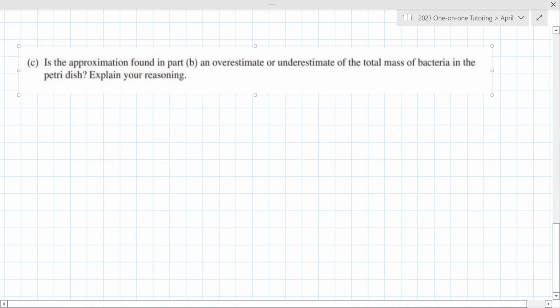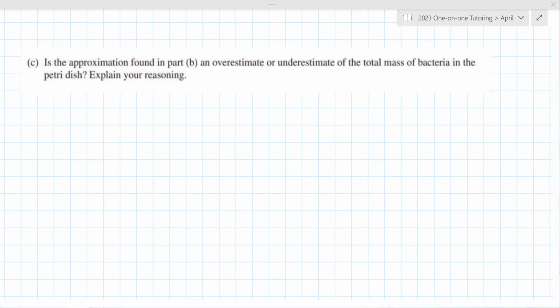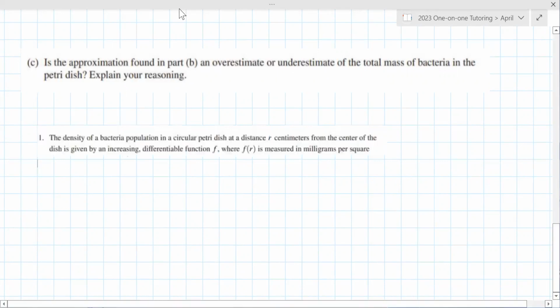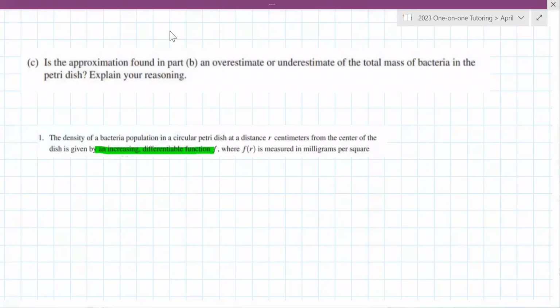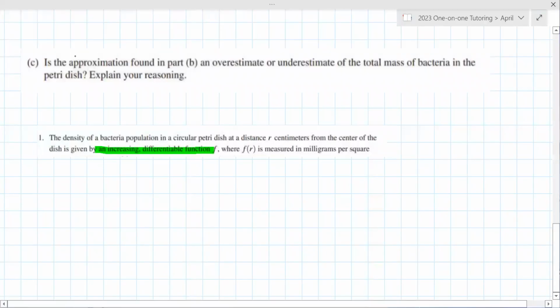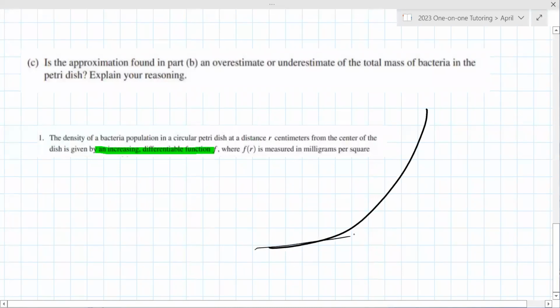This goes back to some wording in the original prompt, so it's easy to miss. Let me grab it for you. In the prompt, it says increasing differentiable function f. In that case, it's good to draw an increasing differentiable function. So here is an example of one. Notice the tangent lines get steeper each time. That's what they mean by increasing.